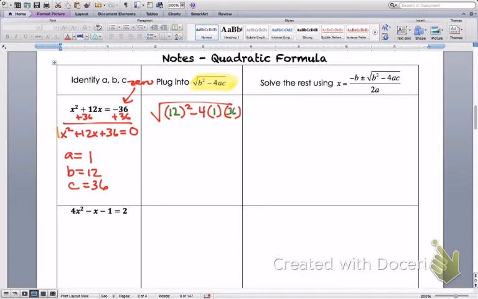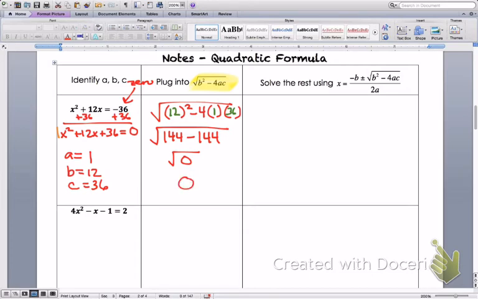Let's go ahead and evaluate this. So we're going to start with 12 times 12, which is 144 inside our square root. 4 times 1 is 4. 4 times 36 is also 144. My sign is negative because there's only one negative here. So when I subtract the 144s, I get 0, and the square root of 0 is just a 0.